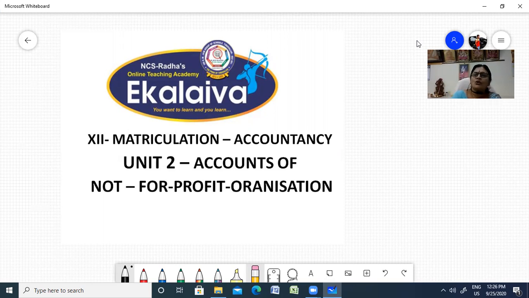Why is it a nominal account? Because it deals with all expenses and income. Remember the golden rule: debit all the expenses and losses, and credit all the gains and income. It is just like the profit and loss account. And here you have to be very careful. You have to record only your revenue receipts and revenue payments. You cannot record your capital receipts and capital payments.